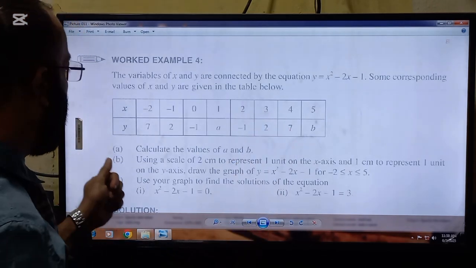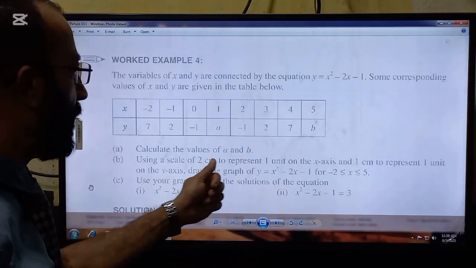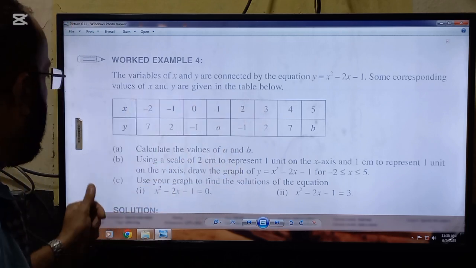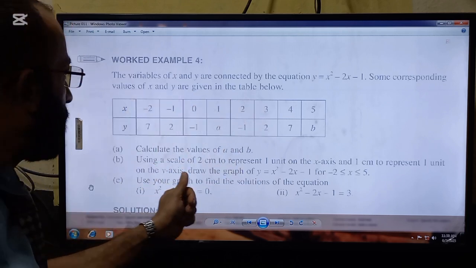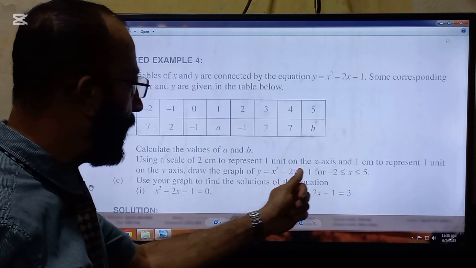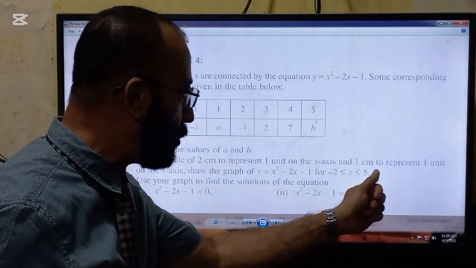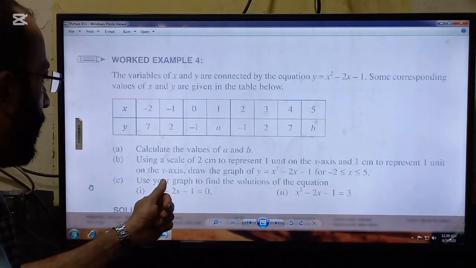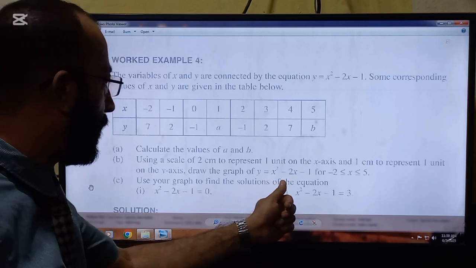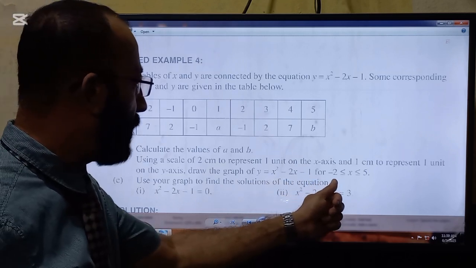In this way, the a part is done. Calculate the values of a and b. So a part is done. Second part is using a scale of 2 centimeter to represent 1 unit on the x-axis and 1 centimeter to represent 1 unit on the y-axis. Draw the graph of this for -2 to 5.